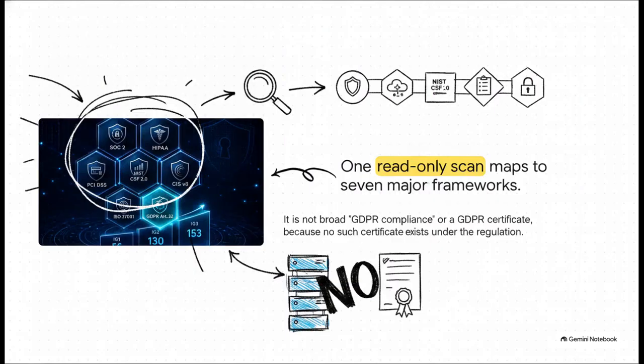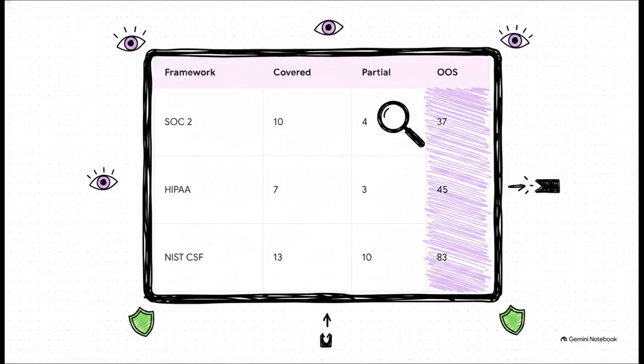Moving beyond exceptions for a minute, let's look at the sheer scope of the evidence produced. Just one single, read-only, agentless scan maps out to 7 major compliance frameworks. That's a massive time saver. And notice the extreme specificity regarding GDPR Article 32. This covers the infrastructure substrate only. It's not some broad, sweeping GDPR compliance claim or a magical GDPR certificate, mostly because no such certificate actually exists under the regulation.